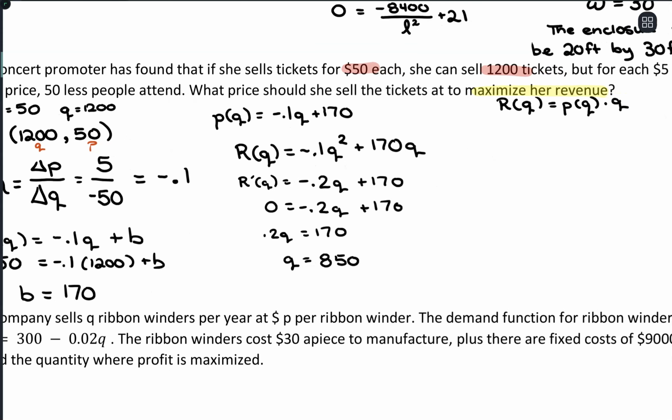So we found the quantity. For price, we're going to go back to our price function, so P of 850. I'm going to take negative 0.1 times 850 plus 170, which is going to be 85. So the price should be $85 per ticket to maximize revenue.